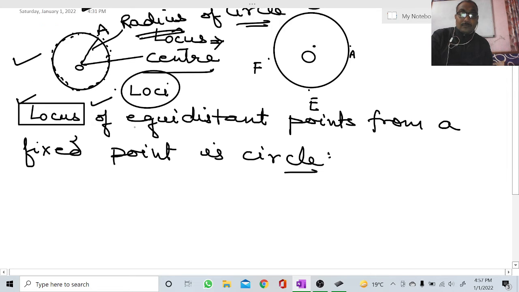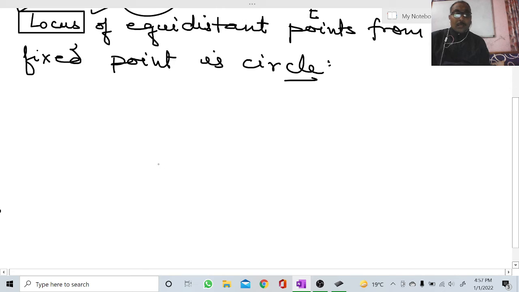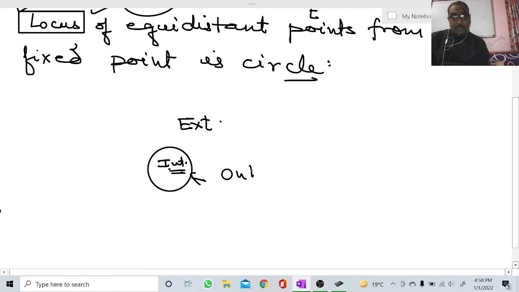See, now in a plane, if you draw a circle, then how many parts does this circle divide the plane into? There will be three parts. Number one is interior of the circle. The second is exterior, and the third part is on the circle. So a circle divides the plane in three parts.